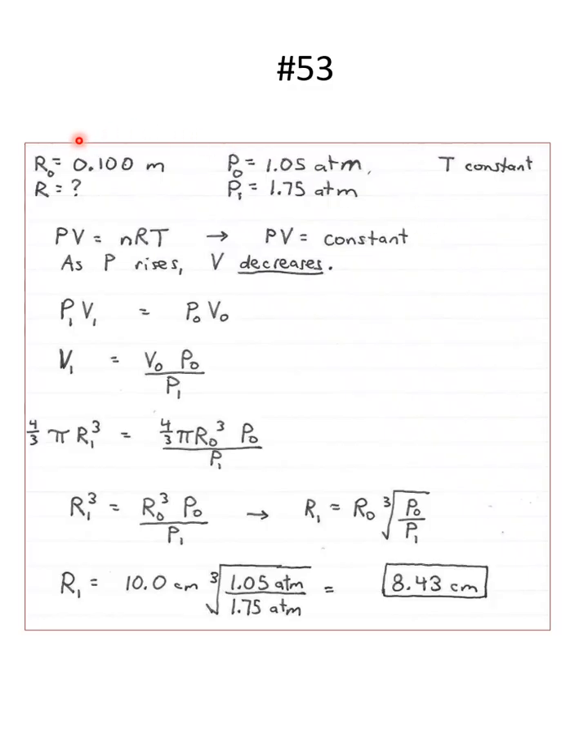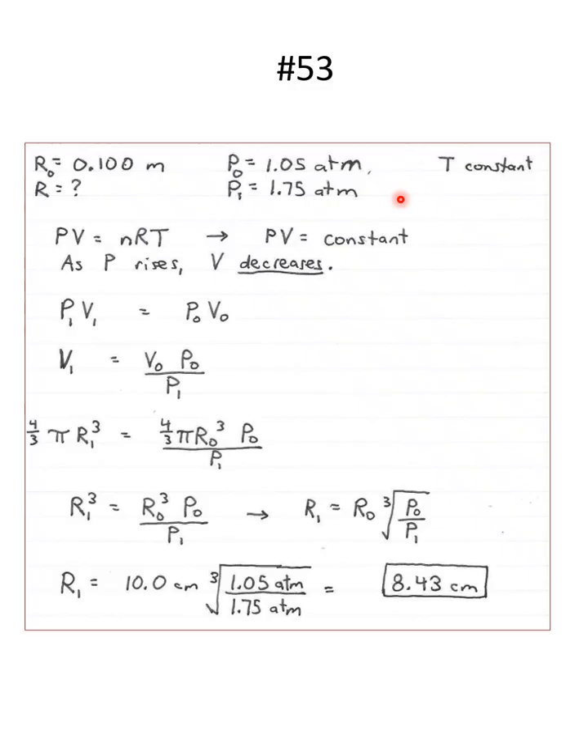The original radius, r0, is 10 centimeters, and I've called that 0.100 meters. It might not be necessary to convert it to MKS units, but I did it anyway, and we want to know the final radius. The original pressure is 1.05 atmospheres. The final pressure, again, because it's in a 1.75 atmosphere environment, it will squeeze down until it's got the same pressure on the inside. So the pressure on the inside becomes 1.75 atmospheres.